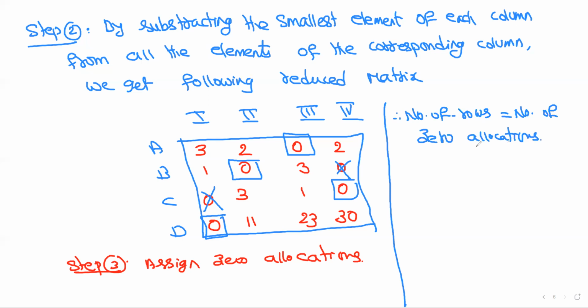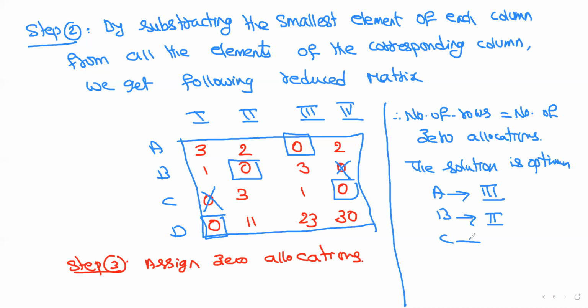So we got the assignment problem. The solution is optimum. For A person, which job do we give? The 3rd job. For B person, which job? The 2nd job. For C person, which job? The 4th. For D, what do we give? The 1st.